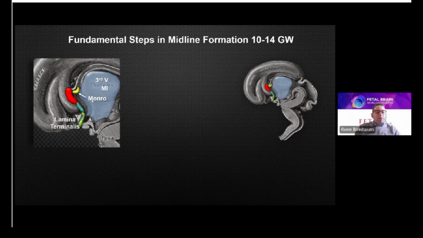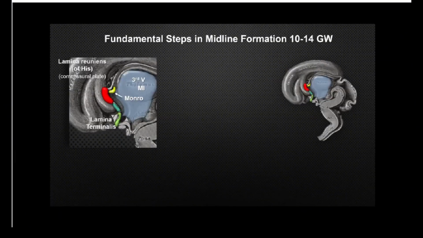Now, which structures do we see here? If we divide this thin wall into, generally speaking, 2 areas: the ventral area, which is called the lamina terminalis, is quite thin and small, and the upper, more dorsal area becomes thicker and more prominent. This is an area that His named many years ago the lamina reuniens, because this is the area that enables the continuation between the 2 hemispheres. It reunites the 2 hemispheres, and this will become the commissural plate, a name coined by Rakic and Yakovlev.